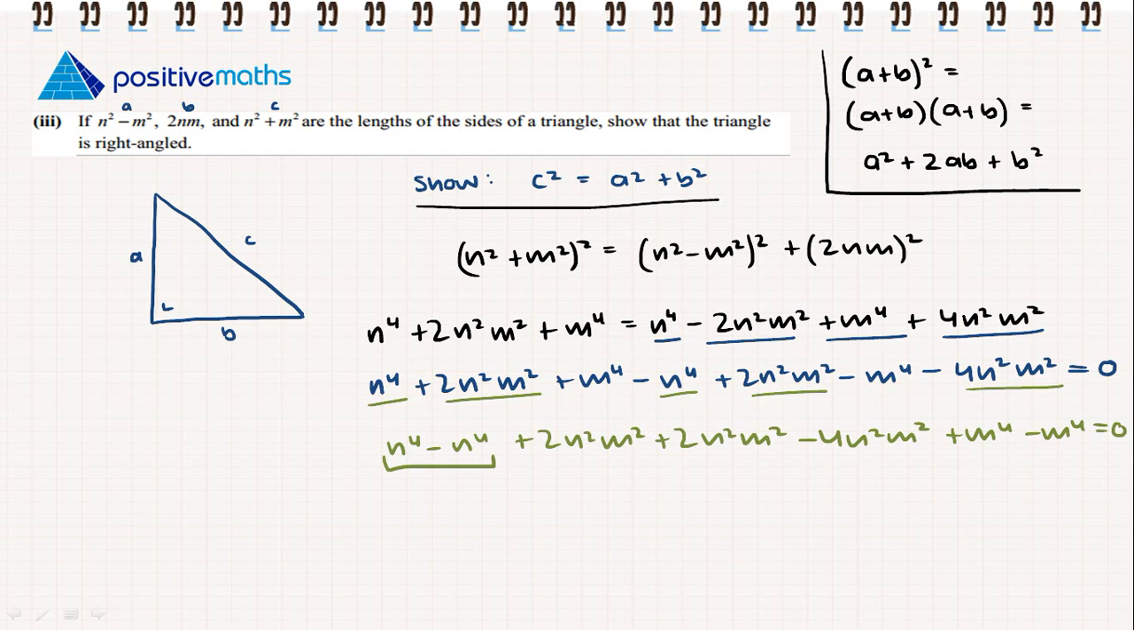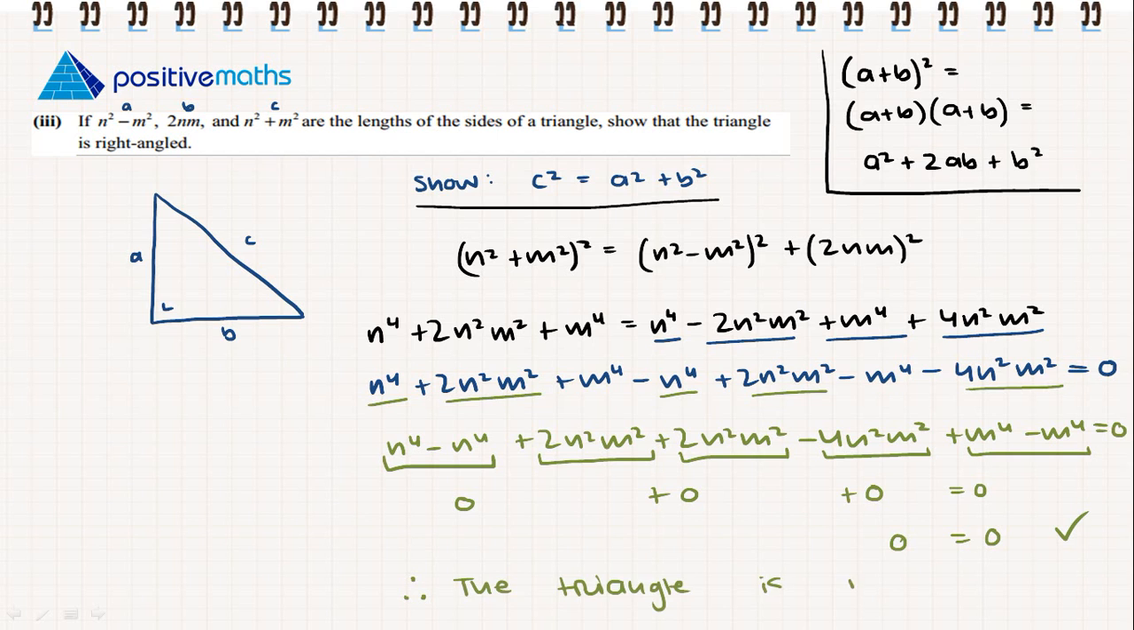So these two, plus n to the power 4 minus n to the power 4, is going to give me 0. 2n squared m squared plus 2n squared m squared minus 4n squared m squared is also going to give me 0. Plus m to the power 4 minus m to the power 4 is also going to give me 0. So 0 equals 0. This is true. Therefore, our triangle is right angled.